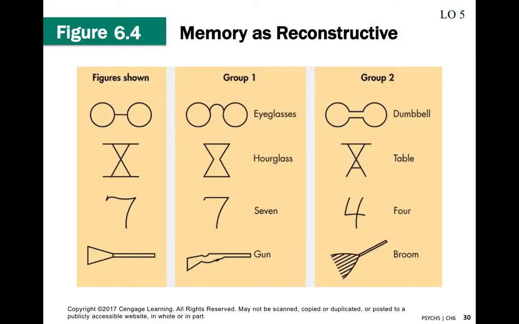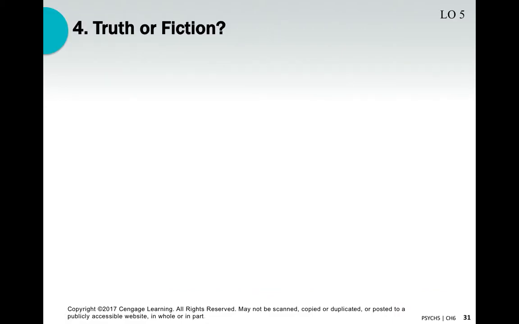Again, go ahead and read about figure 6.4. Read about this interesting experiment in your textbook if you like. It shows how memory has changed. Two groups in an experiment were shown these four figures, and then the two groups were given different prompts, or different primes, to talk about what they remembered from the figures, and depending on the prompt, they saw different things. Group 1 was more likely to see eyeglasses, and group 2 was more likely to see dumbbells. It's really fascinating, but for the sake of time, I'll let you read about that.